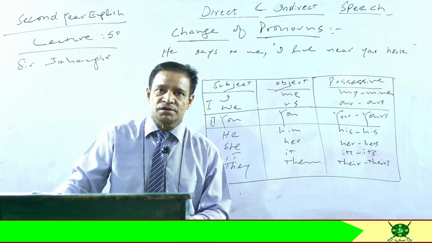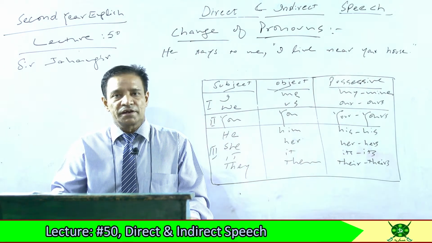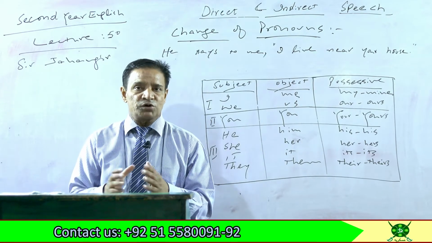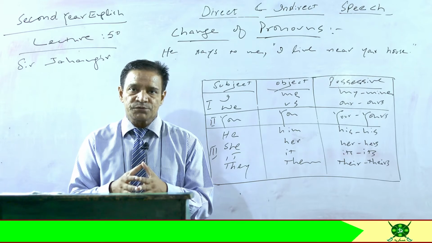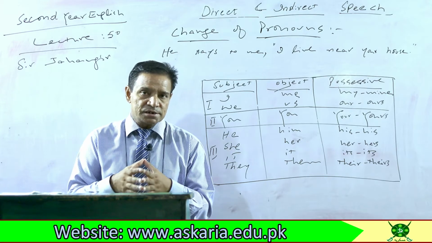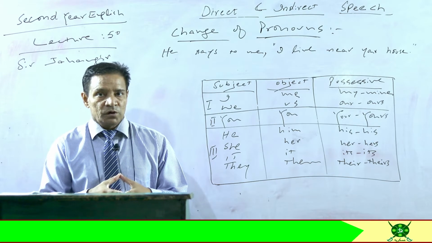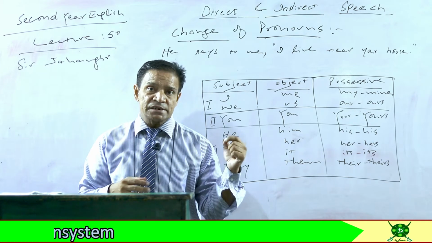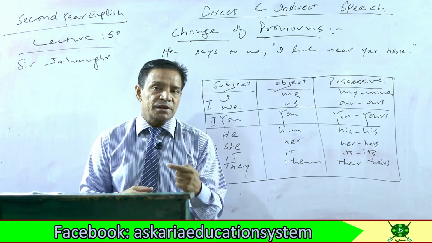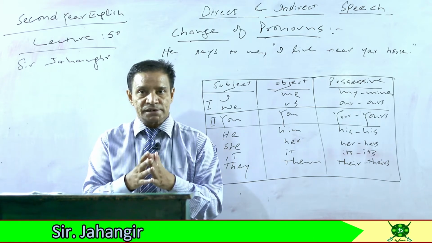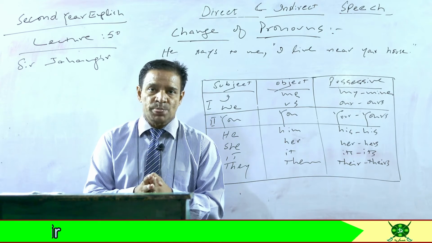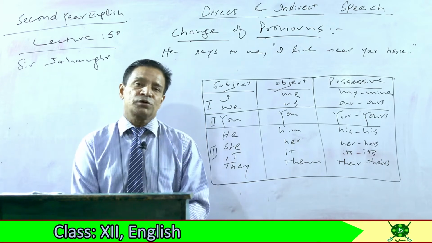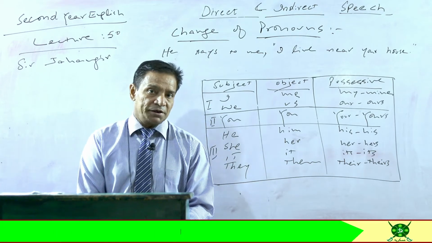Today we are going to start our 50th lecture of second year English. This lecture is related to grammar, and a very important thing of grammar I am going to start from today, and this is direct and indirect speech. If you talk about English grammar, this is a very significant thing after tenses and active and passive voice. The next important thing is direct and indirect narration, direct and indirect speech. This is a very important and significant thing in our English grammar.